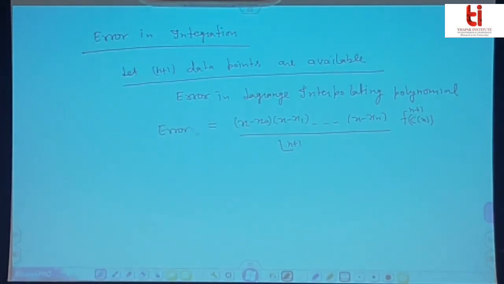Since we are approximating function f(x) by the Lagrange polynomial, whenever we have to integrate f(x) dx from a to b, it is coming out to be the integral of the polynomial Pn(x) dx plus the error in the Lagrange polynomial, that is E dx. So this part is already computed. Now we are interested in computing the error.